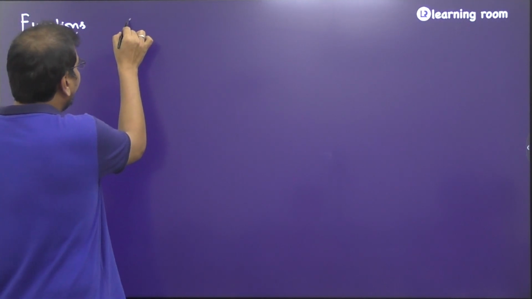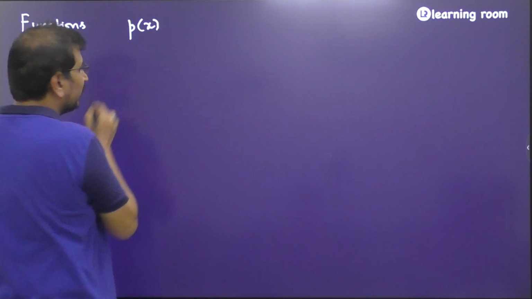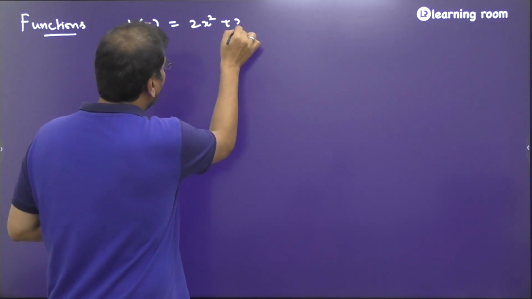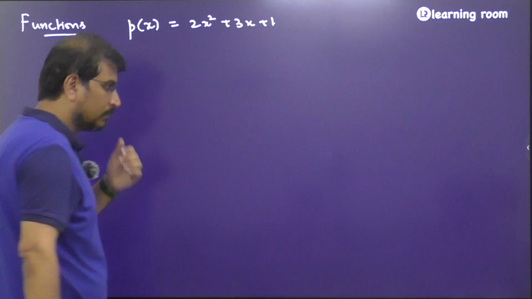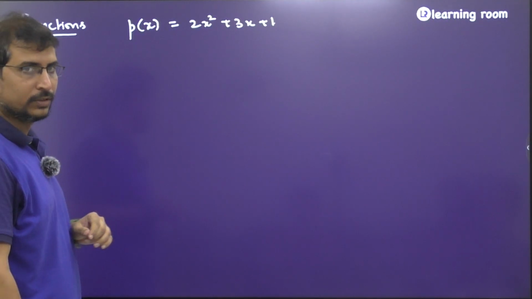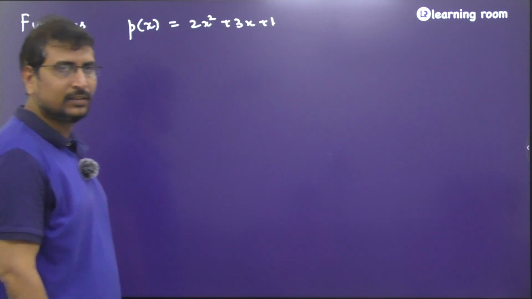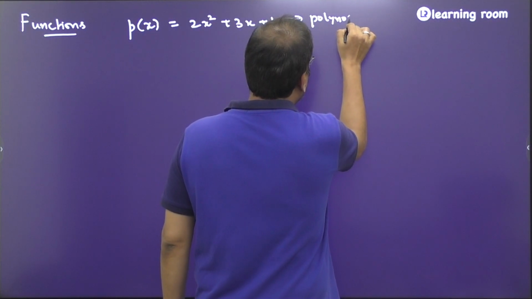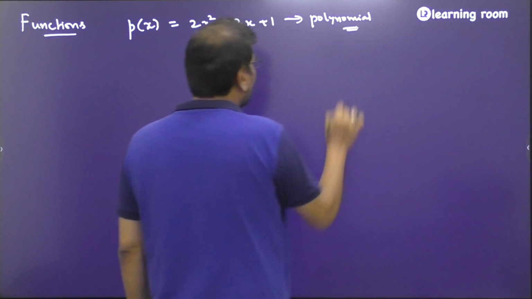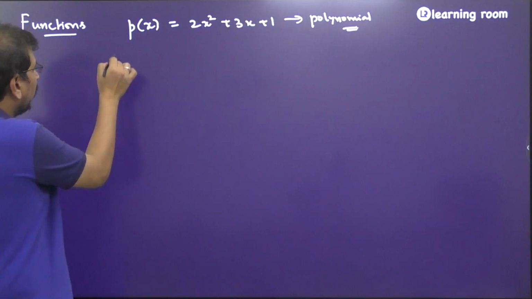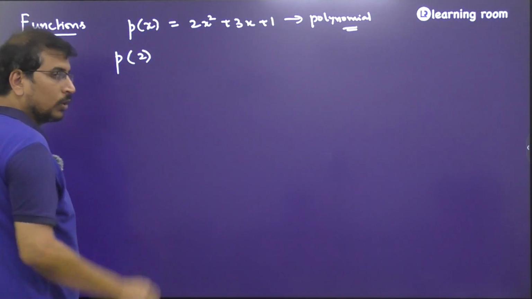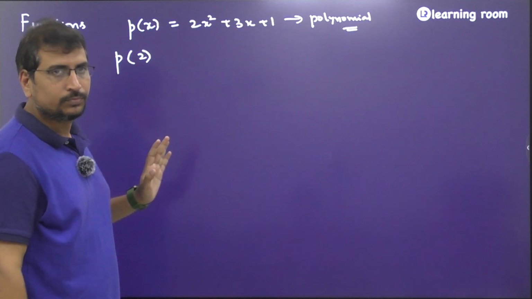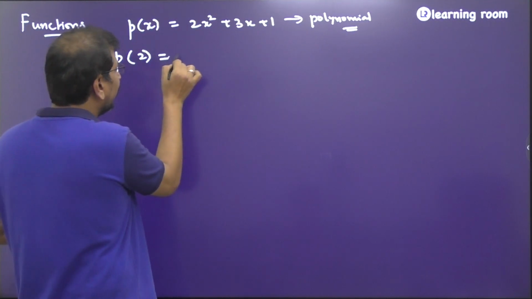See, in your lower grades, if I give something like this, P of x is equal to 2x square plus 3x plus 1, right? Something like this was given. What polynomial is this? So it's a quadratic polynomial, right? Now, if I ask you, what is P of 2? What will you do? Wherever x is there, you will put the 2. You will just plug in that value and tell me a number.